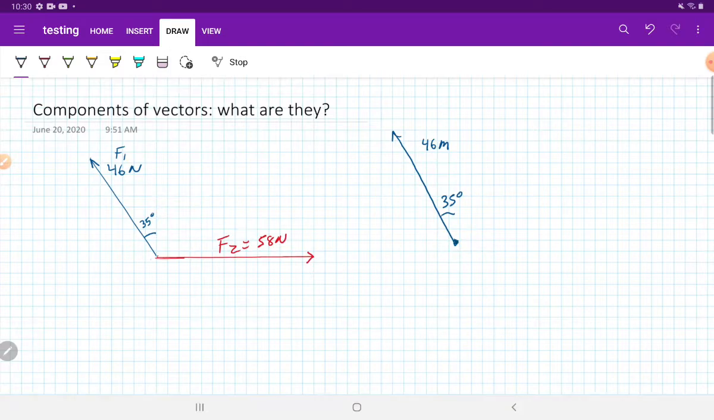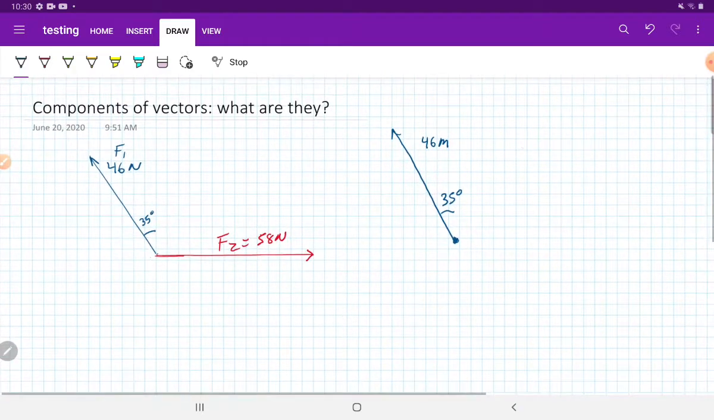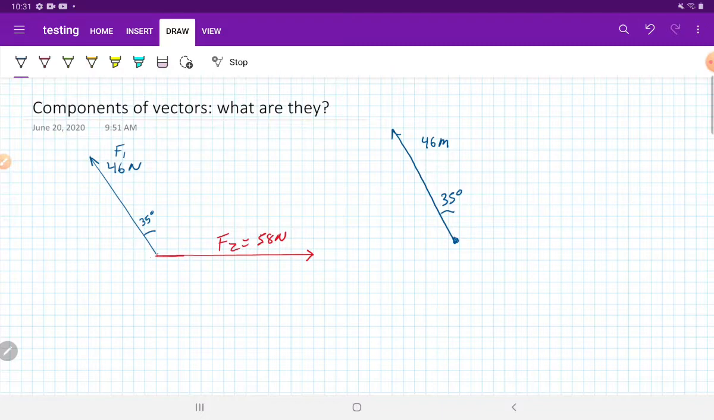Okay, I started at this dot, and then I walked all the way along here, and I ended up 46 meters away in a straight line at an angle of 35 degrees compared to north. So one way of thinking about what a vector represents is how much of that total movement is actually happening in the north-south direction. That would be the y component of that vector.